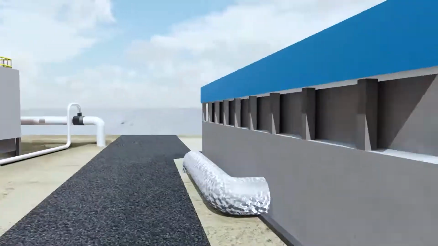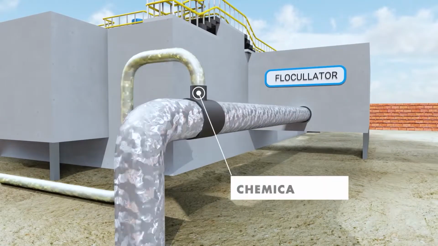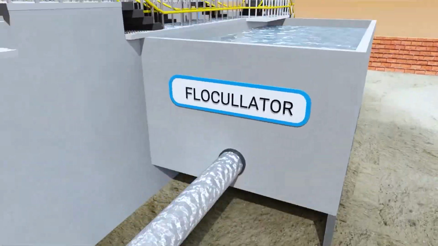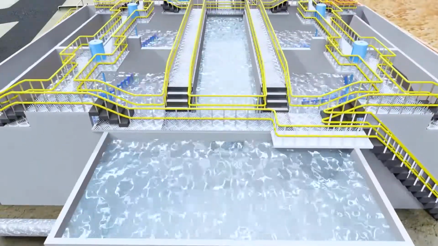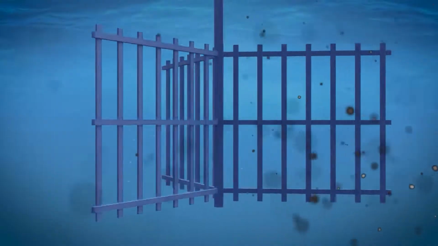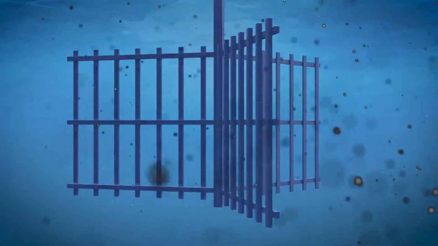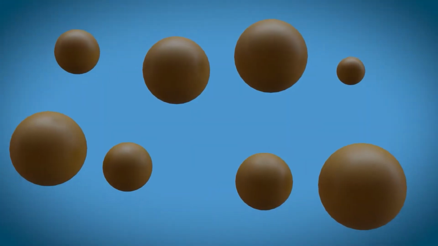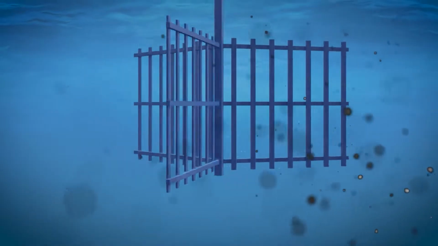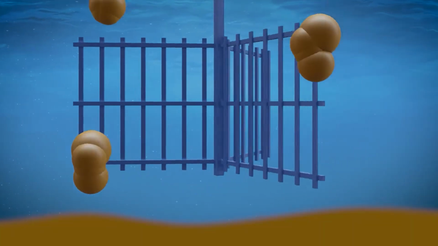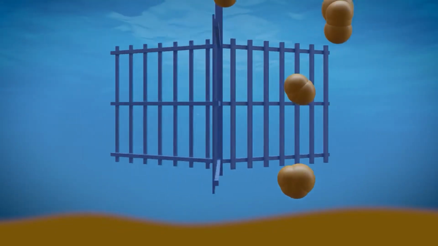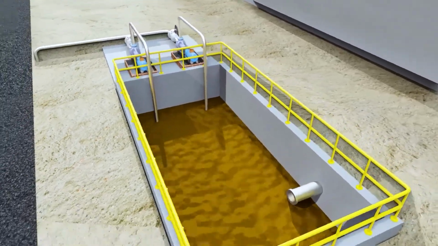Before entering the flocculator, chemical dosing in static mixer will take place and chemicals will be added to water which will act as a coagulant and pH corrector. The role of flocculator is to reduce the turbidity of water with the help of flocculant and previously dosed chemicals. The suspended particles will be attracted towards each other due to coagulation and flocculation, and it will be converted into heavy particles known as floc. The floc will settle down and sludge will be formed. The sludge will be disposed to the sludge tank.